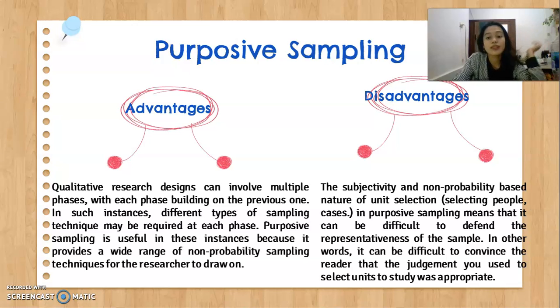And next, disadvantages. The disadvantage of purposive sampling is the subjectivity and non-probability-based nature of unit selection, for example, selecting people or cases. In purposive sampling, it can be difficult to define the representativeness of the sample. In other words, it can be difficult to convince the reader that the judgment you used to select units to study was appropriate.